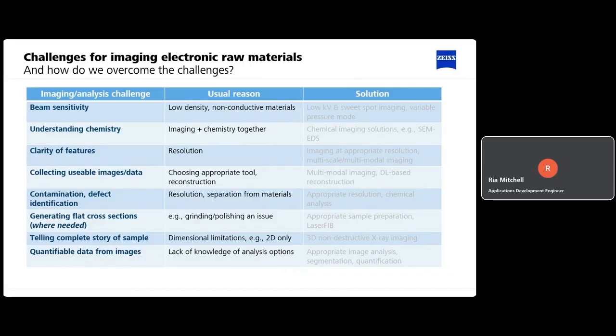We might also have an issue with things like creating flat cross sections to be able to image our sample via other means. So how do we get around that problem? And then finally, again, stuff that Andy touched on, which is how do we generate quantifiable data from our images using various different image analysis options. So those are some of the challenges that I hope some of you watching identify with. And I'm just going to go through some examples of some of these different samples and how we're able to find solutions to those challenges.